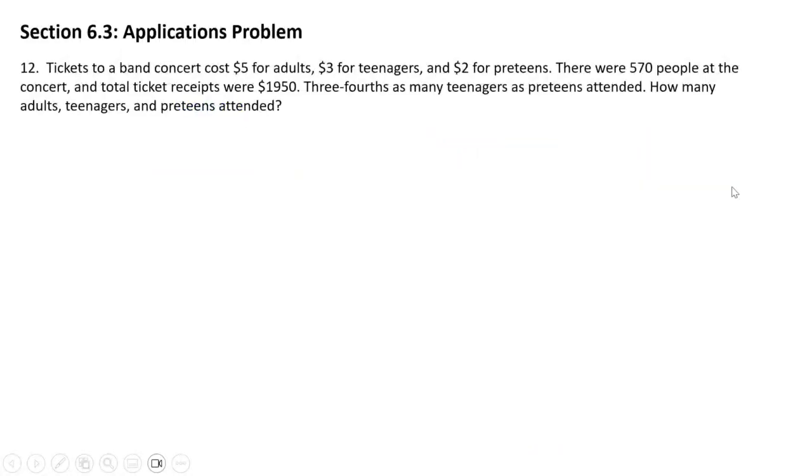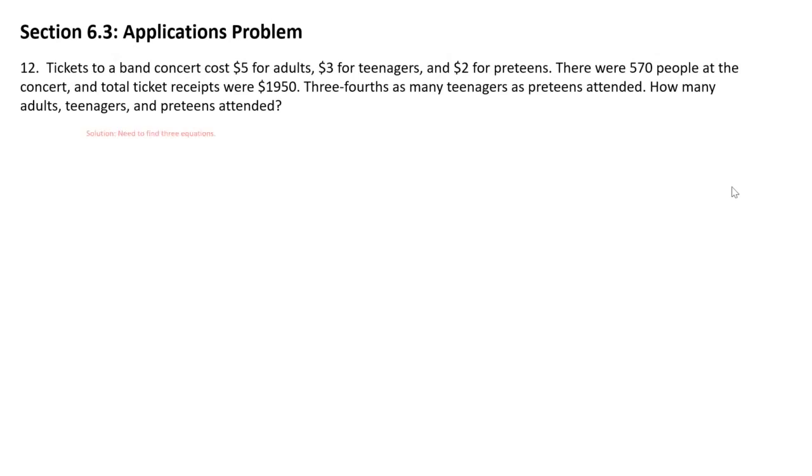Okay, now how do we apply solving systems of three linear equations to a real application problem? And here it is. Here's an example. It says tickets to a band concert cost $4 for adults, $3 for teenagers, and $2 for preteens. There were 570 people at the concert. The total ticket receipts were $1,950. 3/4 as many teenagers as preteens attended. How many adults, teenagers, and preteens attended the concert?